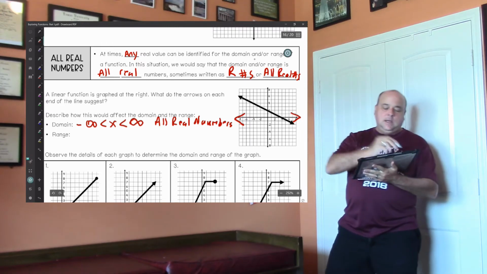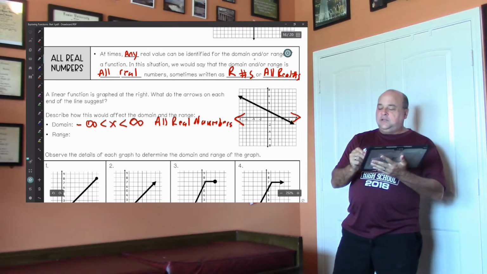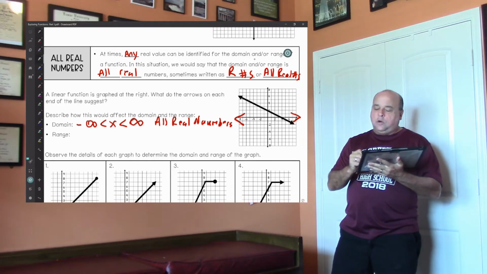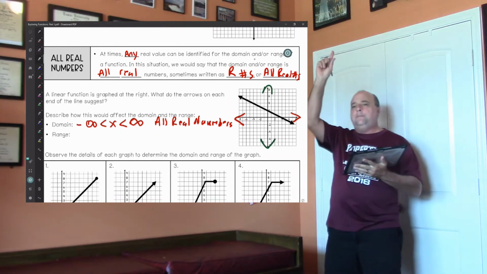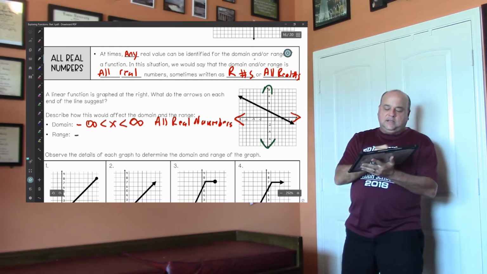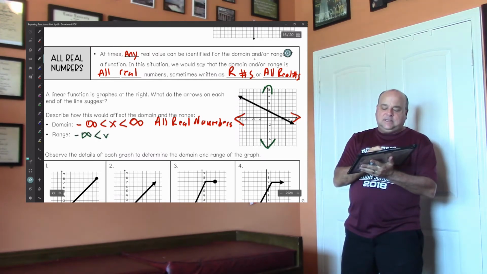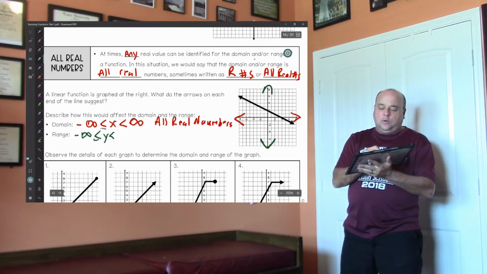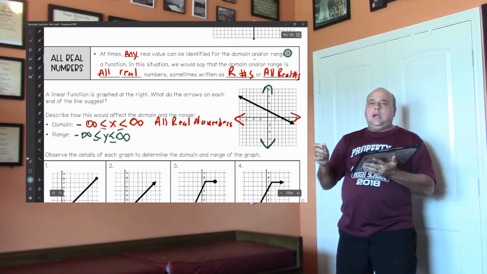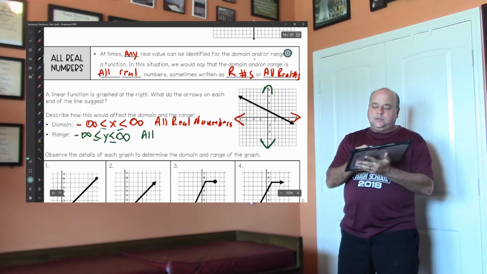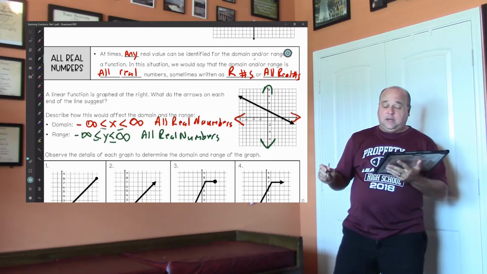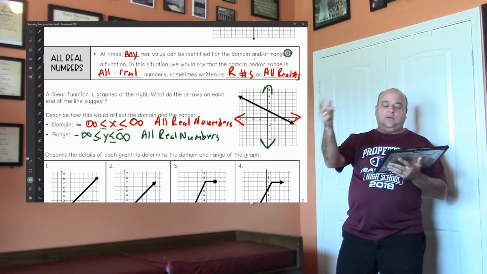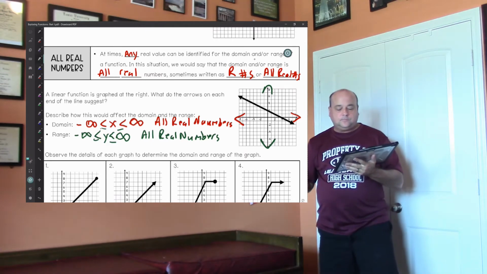And then for the range, notice that this line just keeps going down. It would go from the bottom to the top. That line would keep going forever up and forever down. So you could write it as negative infinity to positive infinity with a y, and you put equal bars here, sorry about that. And then it would also be all real numbers. Your teacher will tell you the exact wording of that.